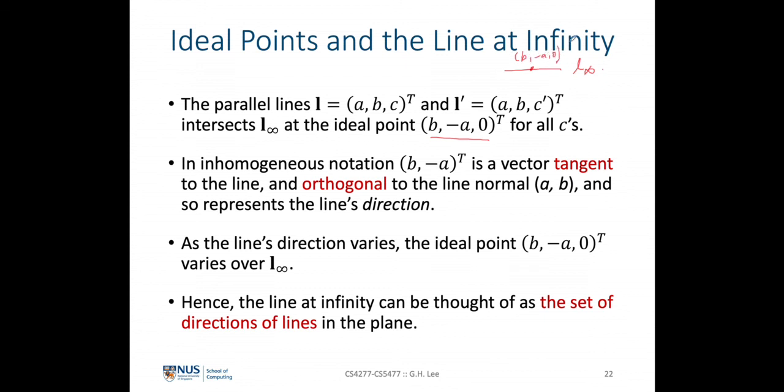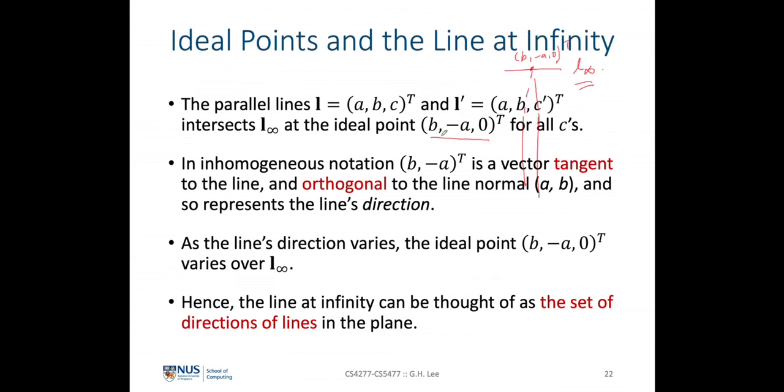And hence, we can conclude that any two parallel lines are always going to intersect at an ideal point at infinity, which is going to lie on the line at infinity. Hence, any two parallel lines are going to intersect the line at infinity at the ideal point. And we have also seen that the ideal point can be seen as a directional vector along the intersection of these two parallel lines.